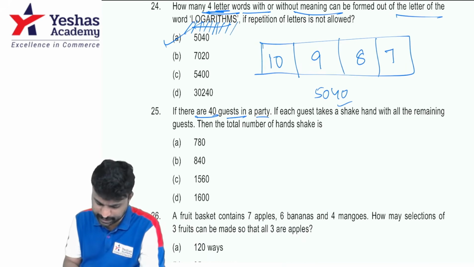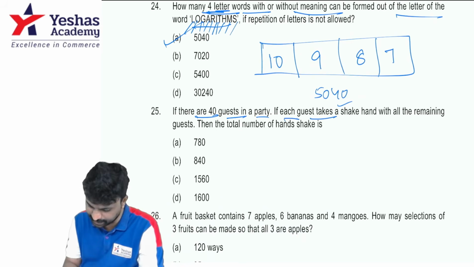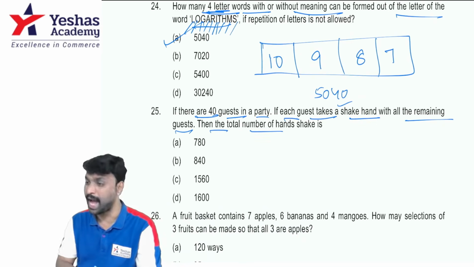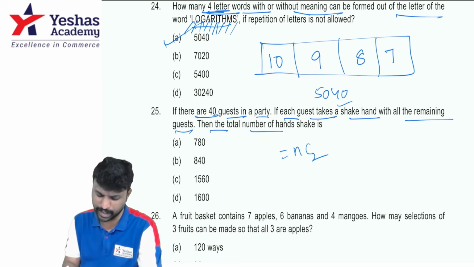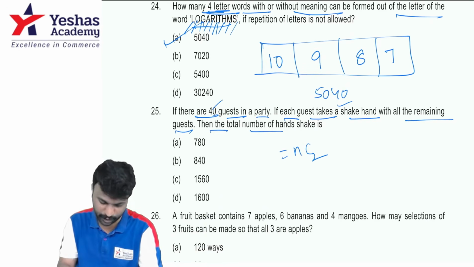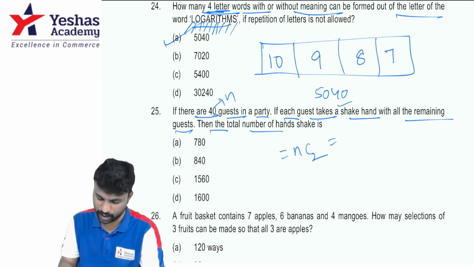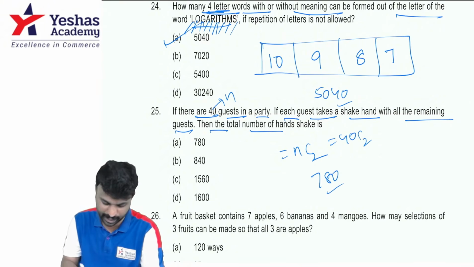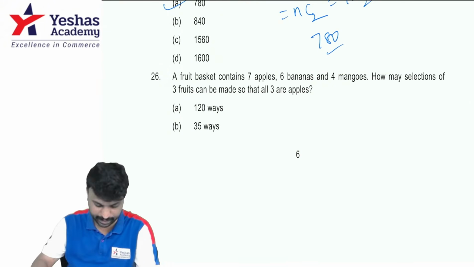There are 40 guests in a party. If each guest shakes hands with all the remaining guests, the number of handshakes will be, the formula is NC2. So N is equal to 40. So 40C2. 40C2 means 40 into 39 divided by 2. That fetches me 780. So option A is the right answer.